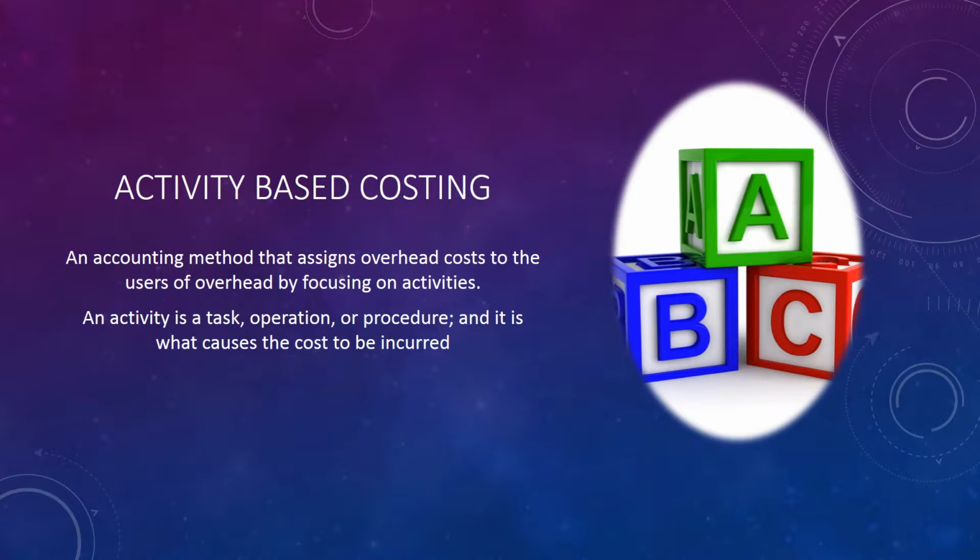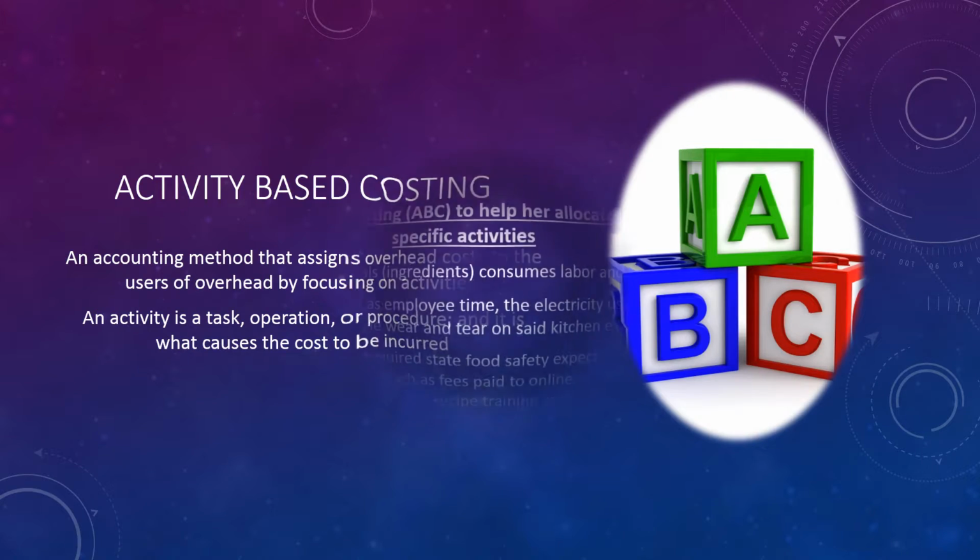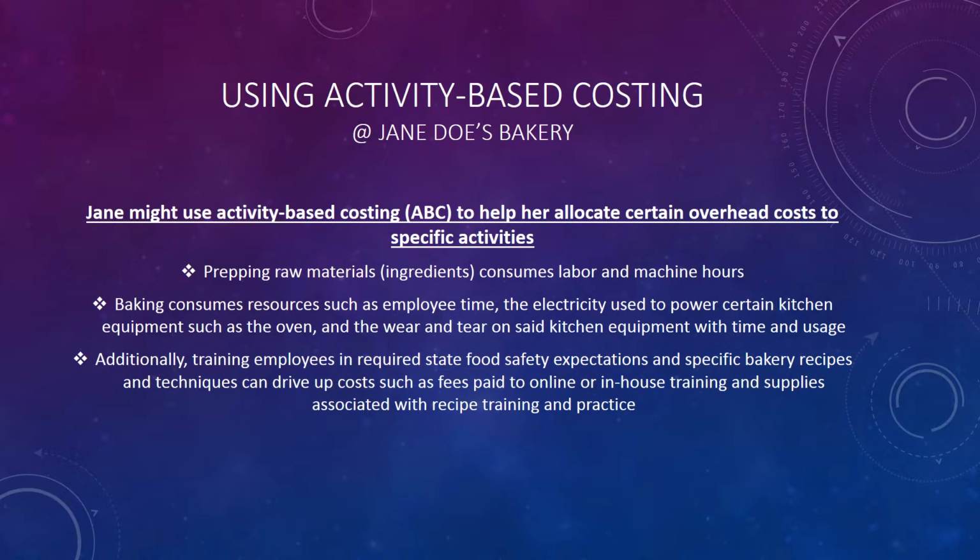Now let's discuss activity-based costing, also known as ABC, which is an accounting method that assigns overhead costs to the users of overhead by focusing on activities. In the example of Jane Doe's Bakery, Jane might use activity-based costing to help her allocate certain overhead costs to specific activities. For example, prepping raw materials or ingredients consumes labor and machine hours.